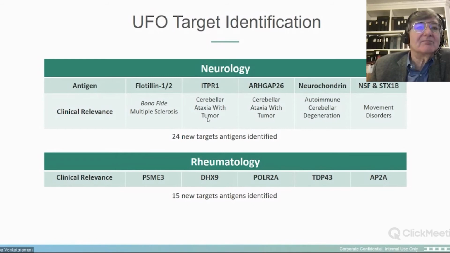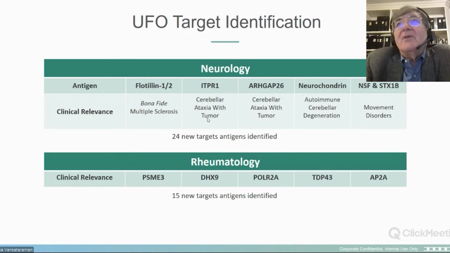So the UFO Target Identification Project has identified a number of novel targets that are making or have made their way into the commercial space. So flotillin 1 and 2, for example, which has been associated with multiple sclerosis; ITPR1, which is associated with cerebellar ataxia with tumor, a Purkinje cell target; RGS8 and ARHGAP26, also cerebellar ataxia, typically with tumor, another Purkinje cell target; neurochondrin, NF and STX1B, the latter two associated with movement disorders.